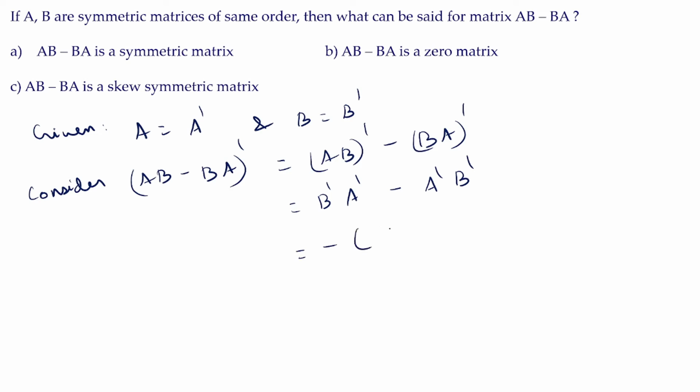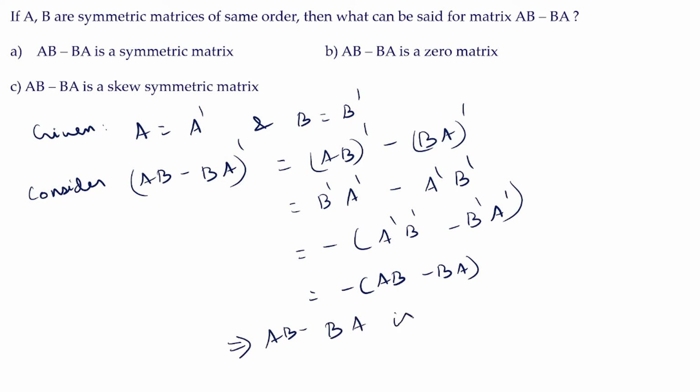So this is equal to minus of A transpose B transpose minus B transpose A transpose. Now since A and B are symmetric matrices, A transpose equal to A and B transpose equal to B. So this is equal to minus of AB minus BA, which means AB minus BA the whole transpose equal to minus of AB minus BA, which means AB minus BA is a skew symmetric matrix. It is a skew symmetric matrix. So the correct option is option C.